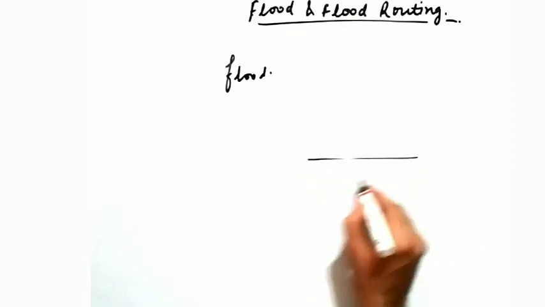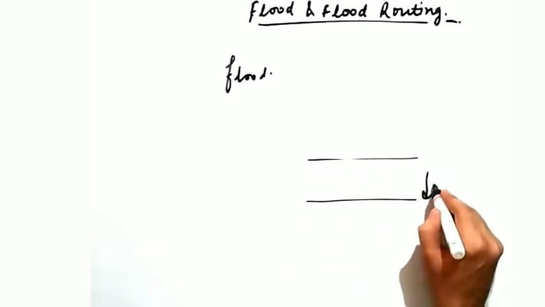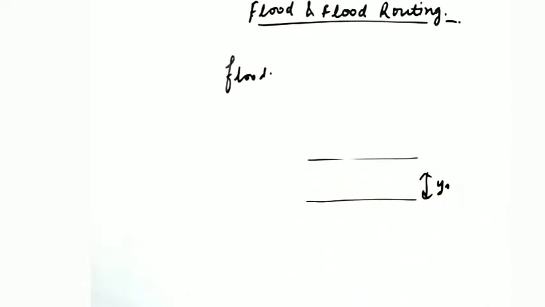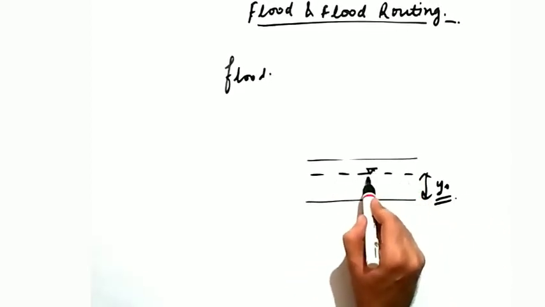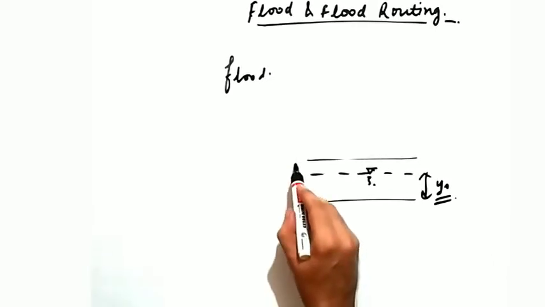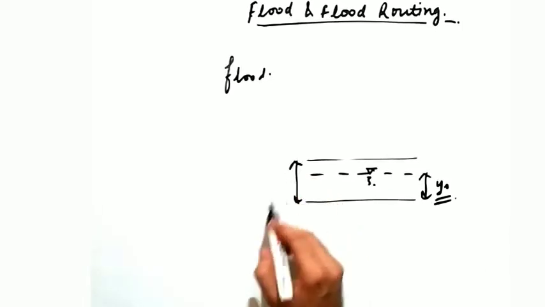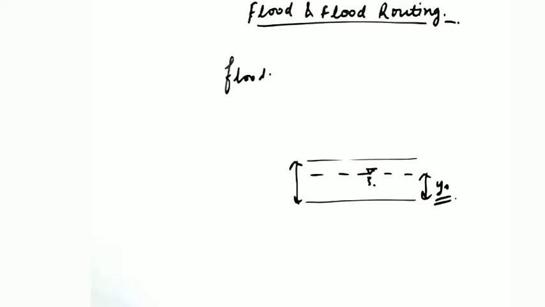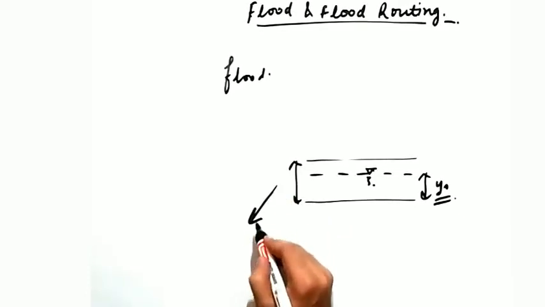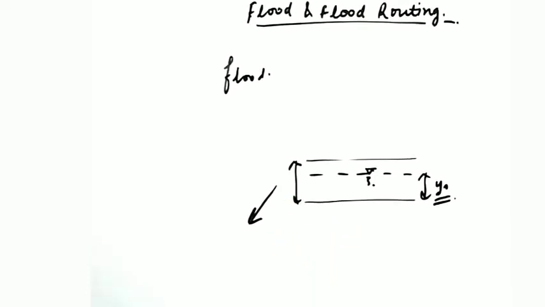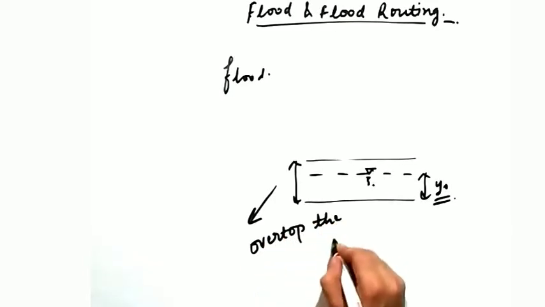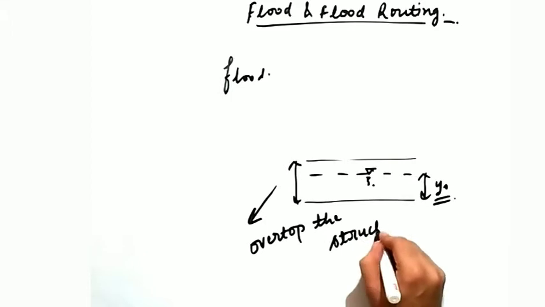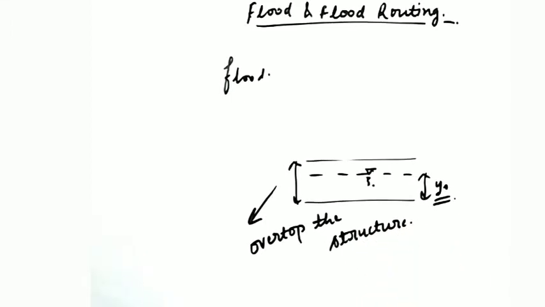Suppose there is some river and it has some normal depth. Normal depth is represented by y0. This is the normal flow which is taking place in the river. If the flow takes place at its maximum possible value, then that is called flood. This maximum possible flow has a chance that it can overtop the structure. It can overtop the dam, the spillways, any artificial or natural structure.